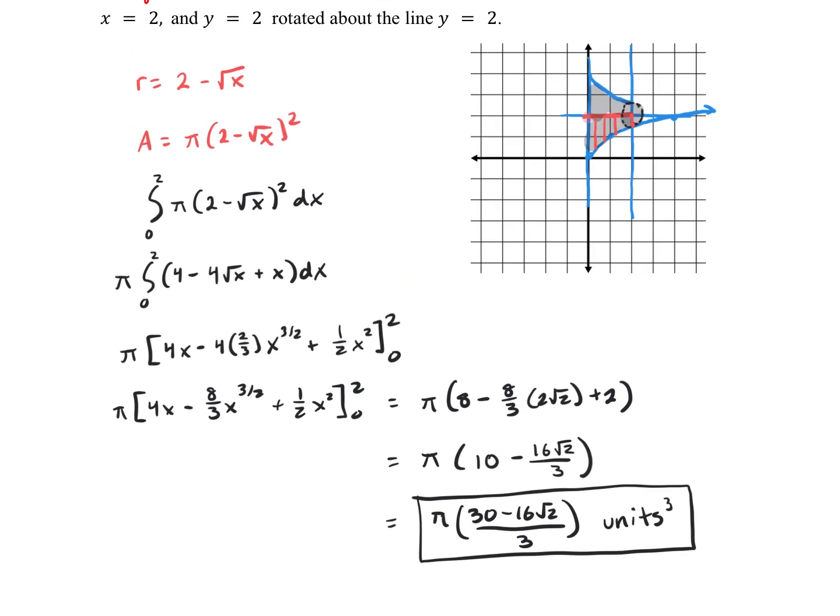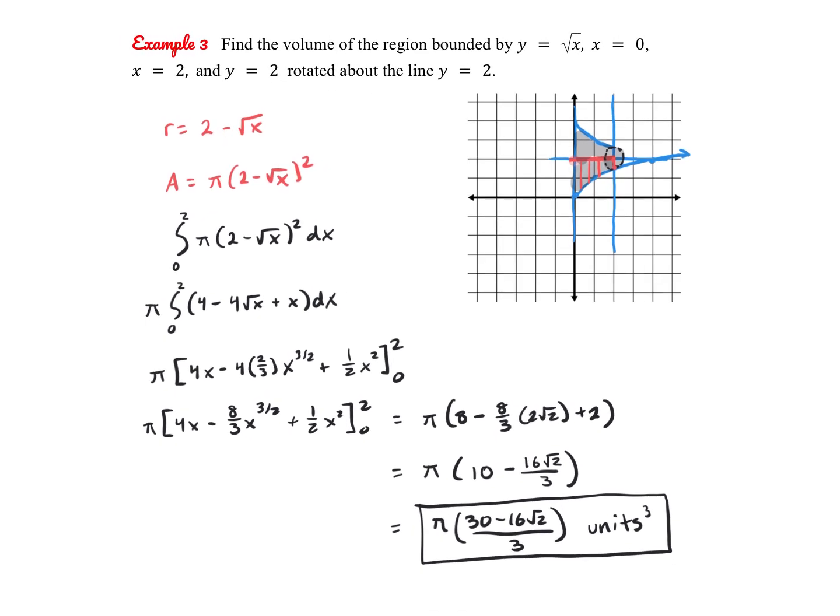So you definitely need to be careful when you're defining your R value. If it's going to be the distance between two different lines, always do the top line minus the bottom line.